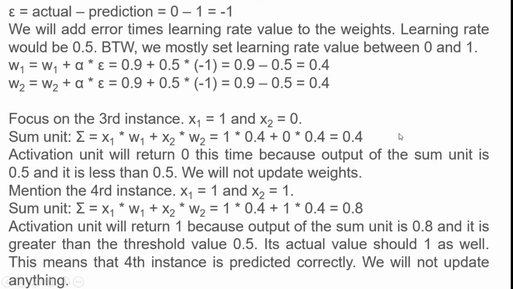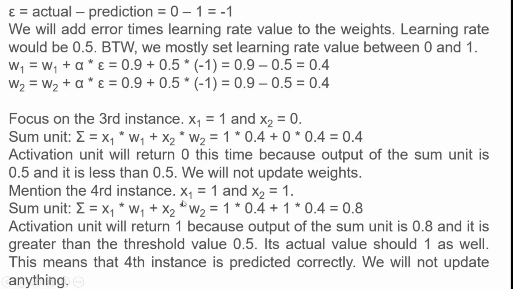0.5 is the threshold value, so 0.4 is less than 0.5, and if you round this number, it comes out as 0. So the accuracy unit will return 0 this time, because the output of the sum unit is 0.4, which is less than 0.5. We are not required to update any weights because the prediction value and actual values are the same.